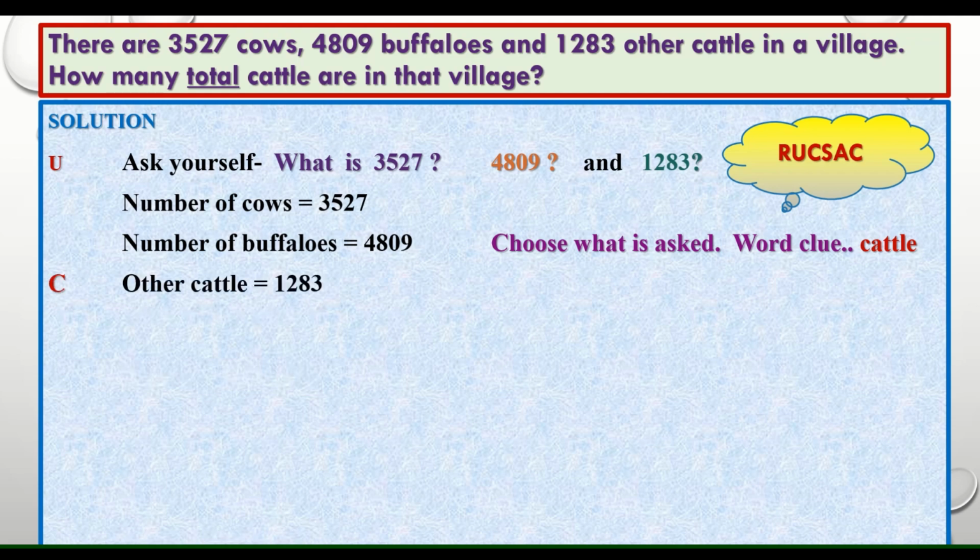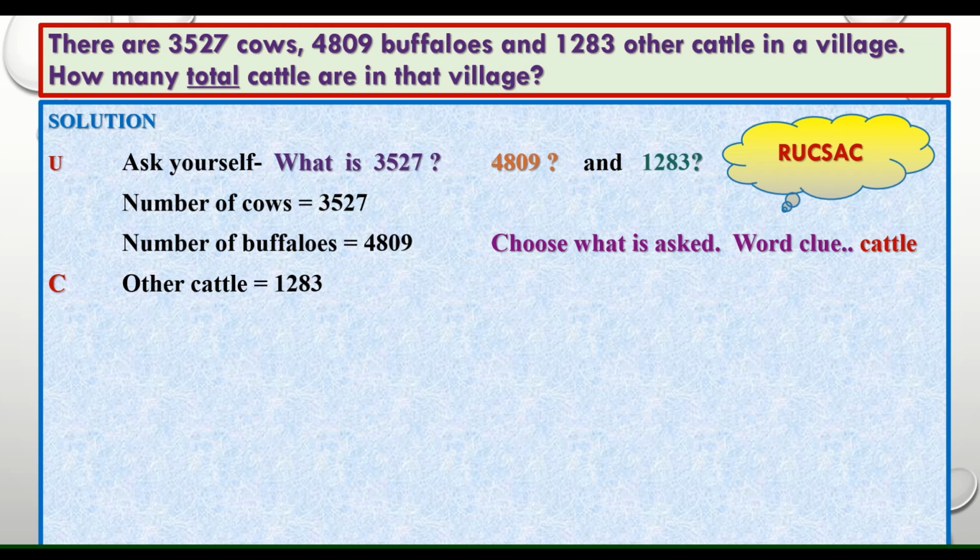1,283. So that is other cattle. So other cattle is equal to 1,283. Now choose what is asked. What operation do we have to do? Read the question again. How many total cattle are in that village? Although the word total is there, there is one more clue.